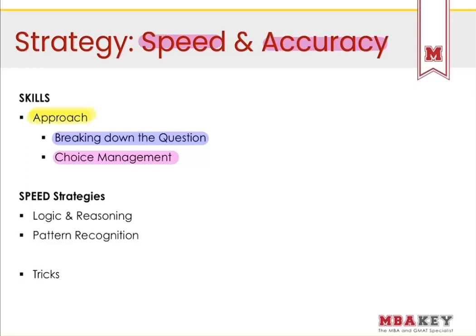In terms of speed, you saw a little bit today actually, we're going to learn about logic and reasoning. What logic and reasoning skills you need. It actually isn't as complicated or scary as it sounds. We're going to learn about pattern recognition, when to recognize patterns and what kinds of patterns you need to recognize. And then lastly, we're also going to talk about some tricks to help you when you have no way out.